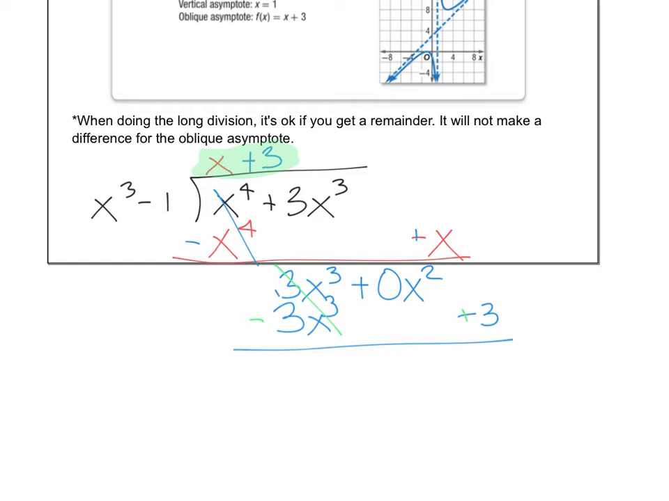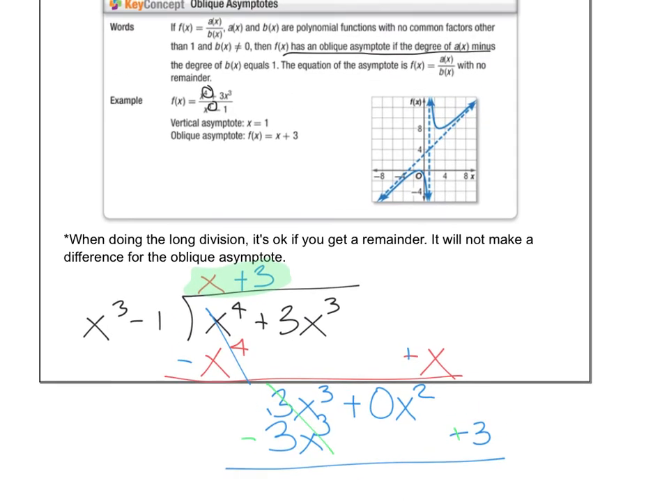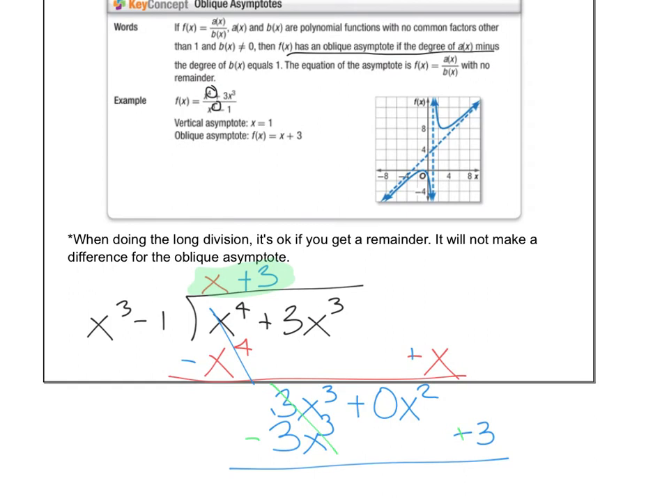Now, what this answer gives us is the equation of the line of the oblique asymptote or the slant asymptote. So if you look at our picture here, we have our slant asymptote already drawn in. So I'm just going to verify that that's what it is. Now this is the equation of the line. So we have y equals x plus 3. That plus 3 is our y-intercept.